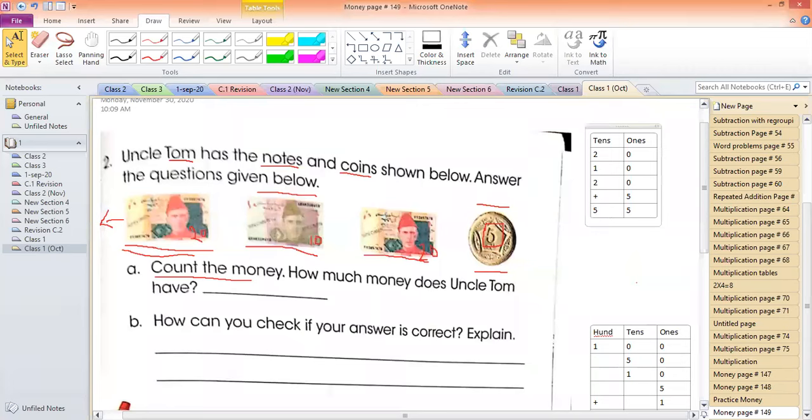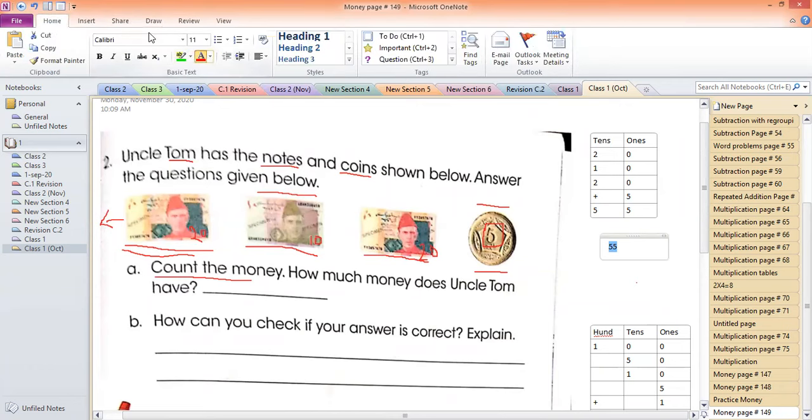So Uncle Tom has 55 rupees. How much money does Uncle Tom have, guys? Yes, how much money does he have? 55. Very good. So the answer is 55. This is the answer, guys. So we will write here 55. Okay.